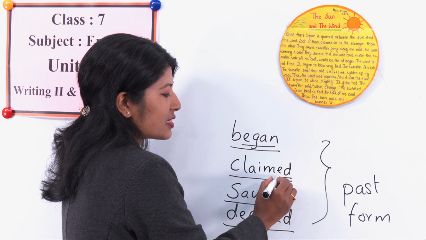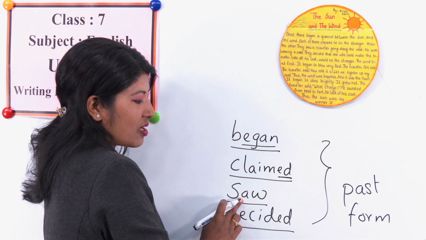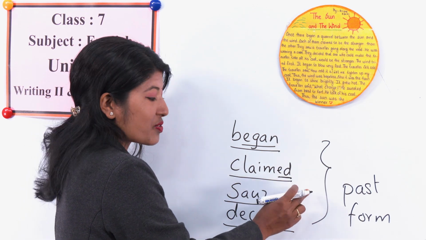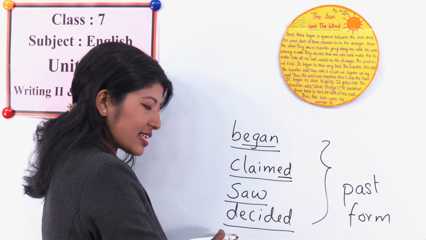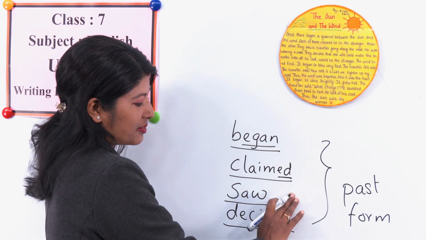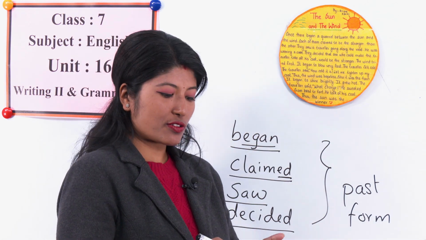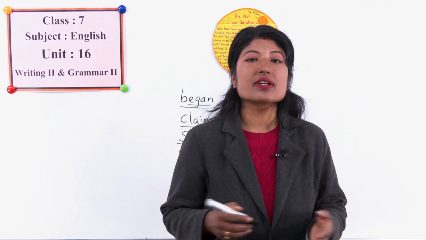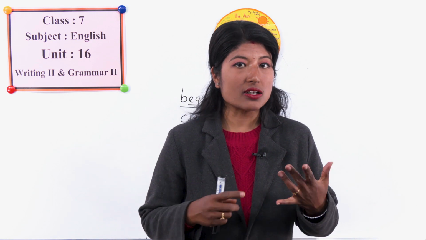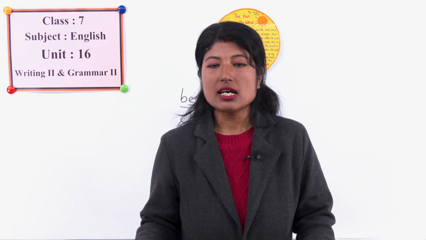Claimed, right? This is past form. Claim. So see, first form is see. Decided, first form is decide, right? Decide. In this way, you can list out the verbs from any of the stories. Take a story and then underline, or you can list out the verbs from there, past form.